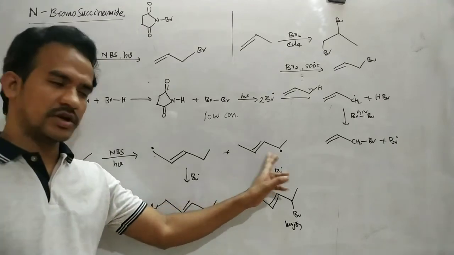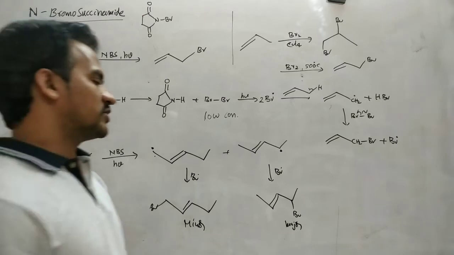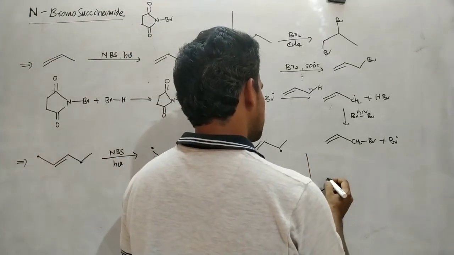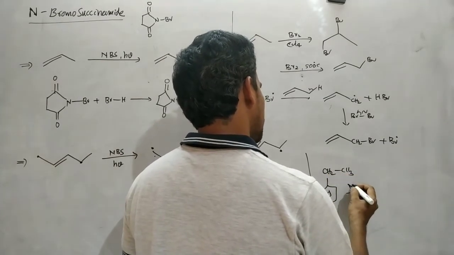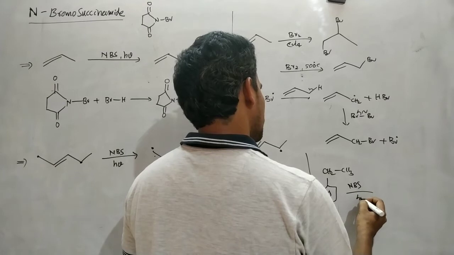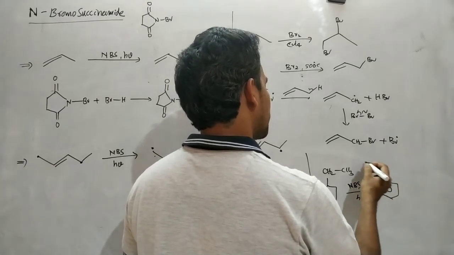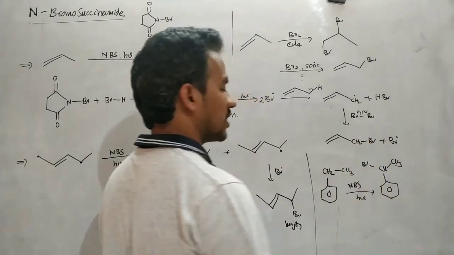The secondary allyl radical is more stable than the primary allyl radical, which is why this is the major product. This NBS is also useful for the replacement of benzylic hydrogen. With NBS and photolight, the benzylic hydrogens are replaced by bromine, and we get this compound.